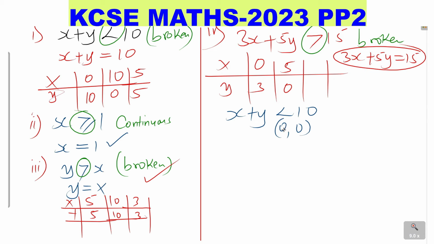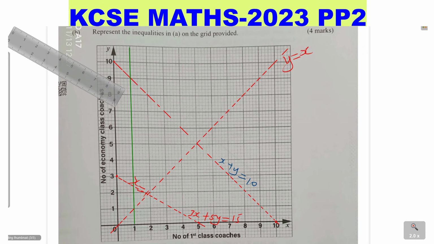Then substitute the values: x is 0, y is 0. Substitute that in the inequality and see whether it satisfies. When you substitute, you get 0 is less than 10, and this is true. So that side where we've picked that point satisfies the inequality. Automatically the other side is not going to satisfy that inequality. You can't have two sides satisfying the inequality.